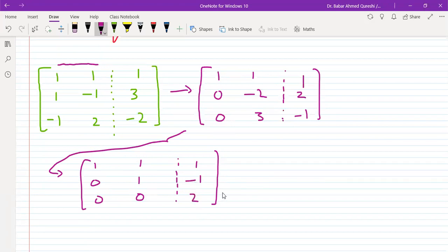So this part is what we know will happen. That you have 3 rows and 2 columns. So 3 minus 2, 1 row has to become 0. But on the right hand side, I did not get a 0. So it's inconsistent.